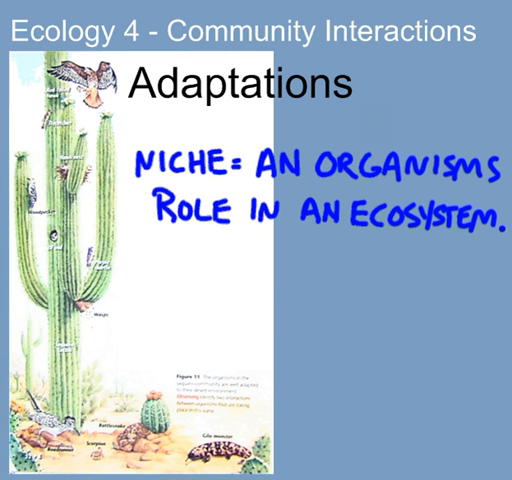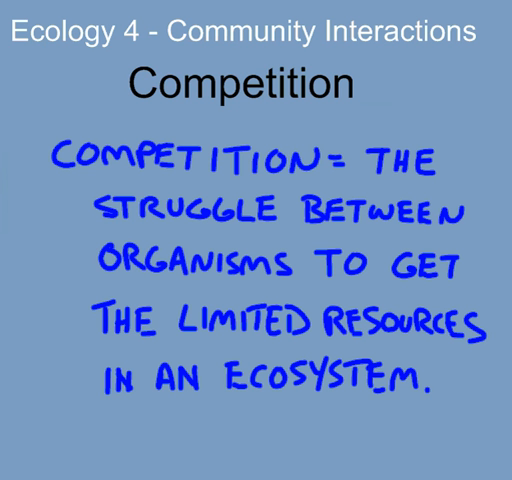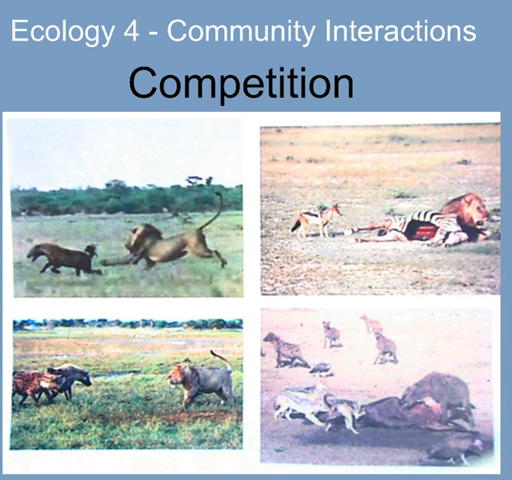Now, there's three major types of interactions that we need to know among organisms. They are competition, predation, and symbiosis. So the first one we'll talk about is competition. Competition is the struggle between organisms to get the limited resources in an ecosystem. Now, often we think of fighting when we think of competition, and that certainly does happen in nature. Here we see lions and hyenas and jackals all competing over an animal carcass.